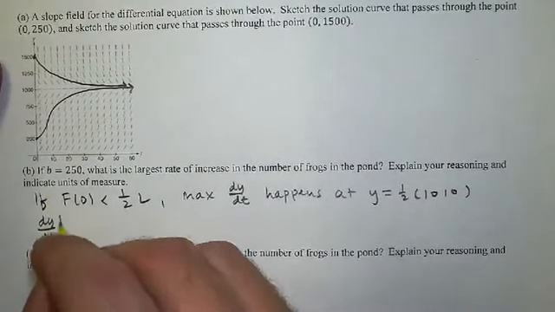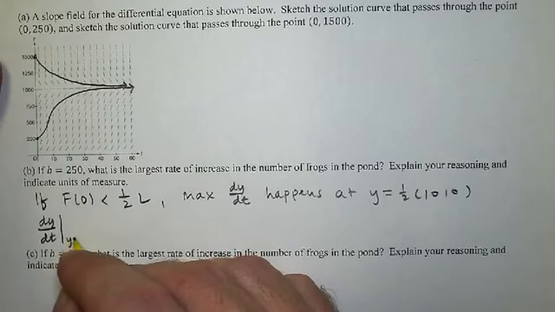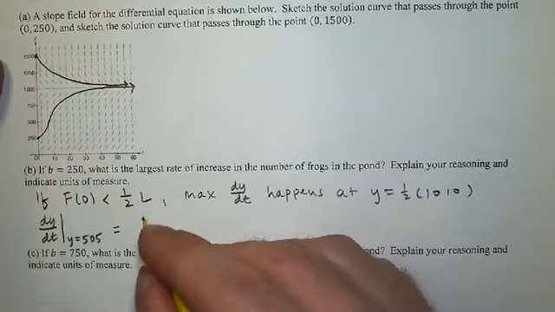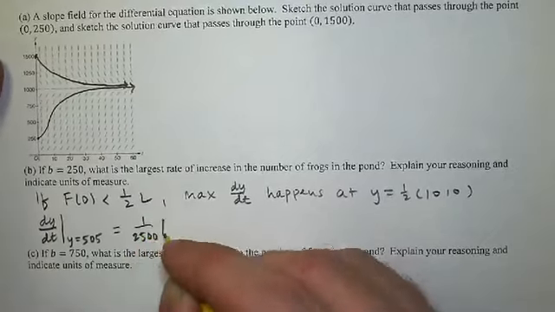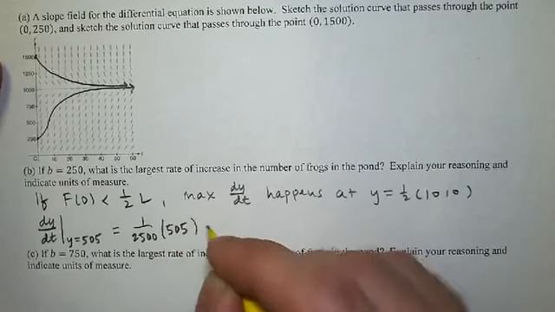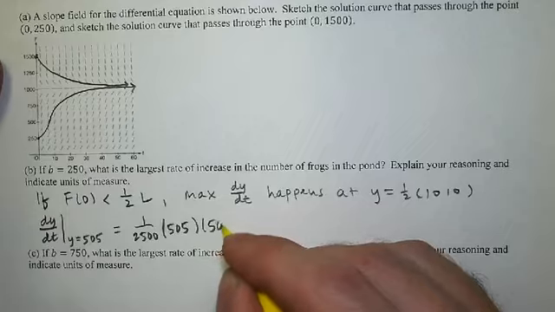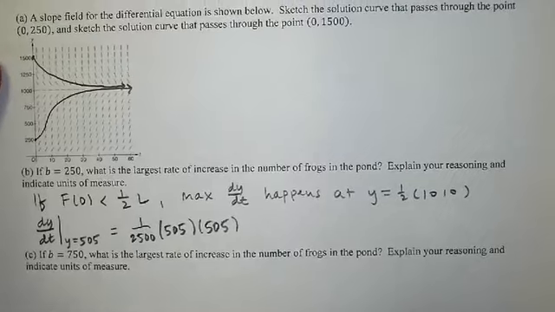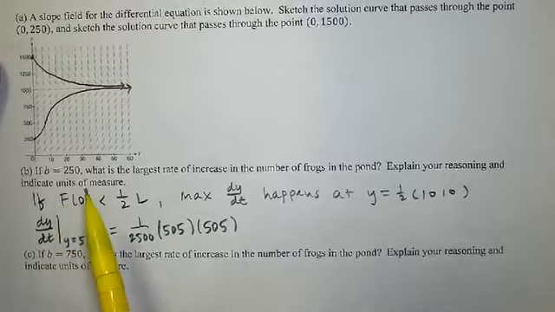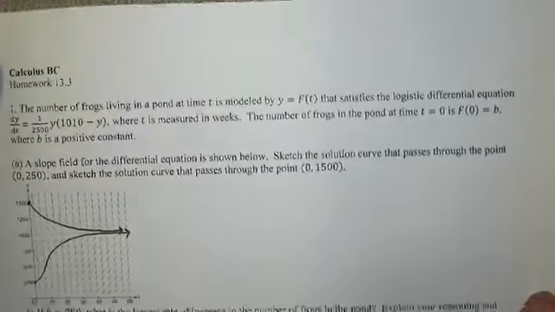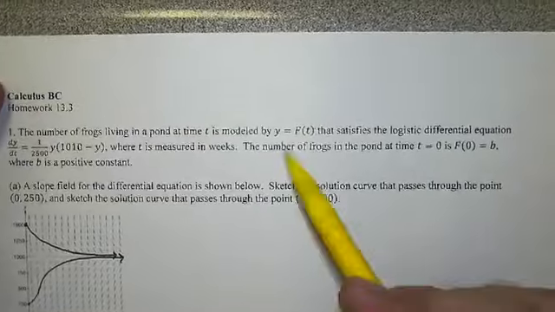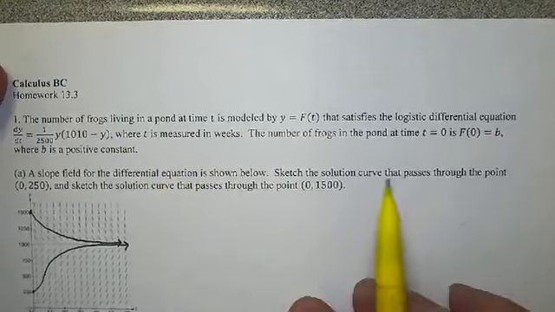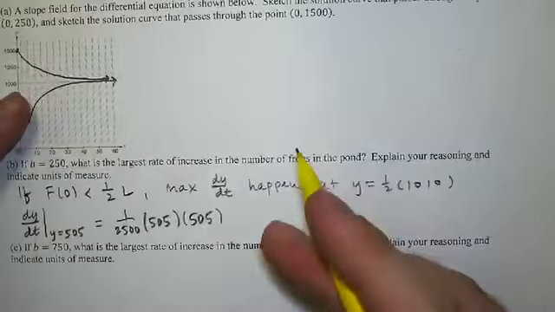So the value of dy/dt at the point where y equals 505 is going to be equal to, I'm just going to plug it in, 1/2500 times y is 505, and 1010 minus y is also going to be 505. Okay. Explain my reasoning, that was what I did up above, and indicate units of measure. Well, now I need to look and see, what are the units of dy/dt? Y is the number of frogs, t is measured in weeks, so the derivative of y with respect to t will be frogs per week.